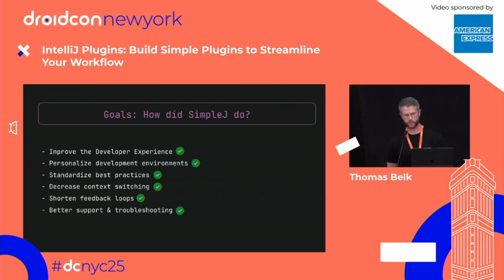So how did IntelliJ do when it came to our goals? It improved the developer experience through various actions. It allowed for personal dev environment configuration through settings. It standardized best practices through module creation templates. It decreased context switching with browser overlays. And it provided better troubleshooting and support through workspace validation checks with shareable GitHub links and quick code owner lookups.